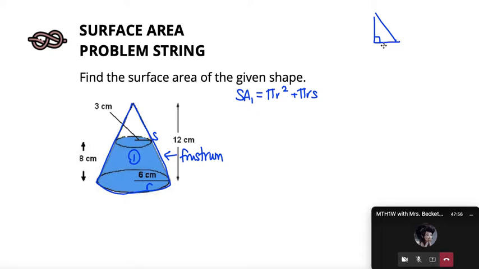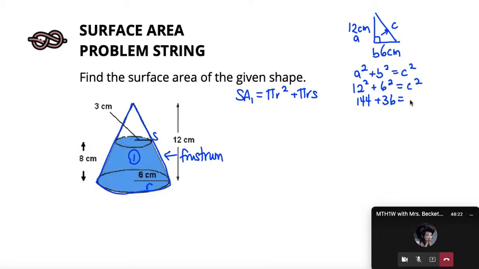So my base is 6 centimeters. My height is 12 centimeters. So I need to find the hypotenuse C. 6 will be my B, 12 will be my A. A squared plus B squared is C squared. 12 squared plus 6 squared equals C squared. 144, that's 12 squared, plus 36 is equal to C squared. Add those together, you get 180.